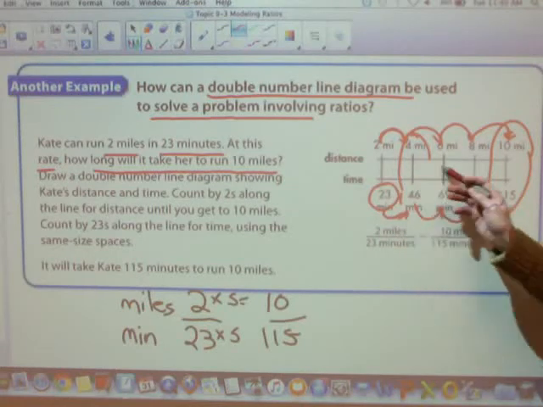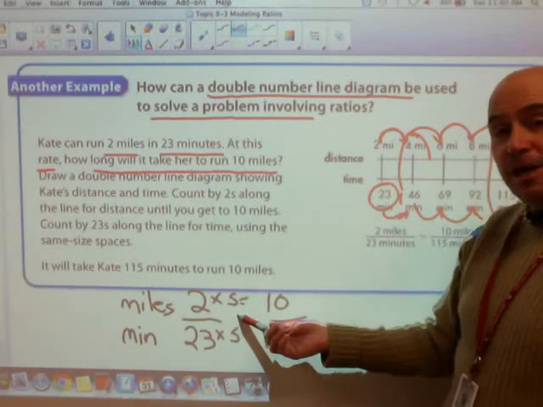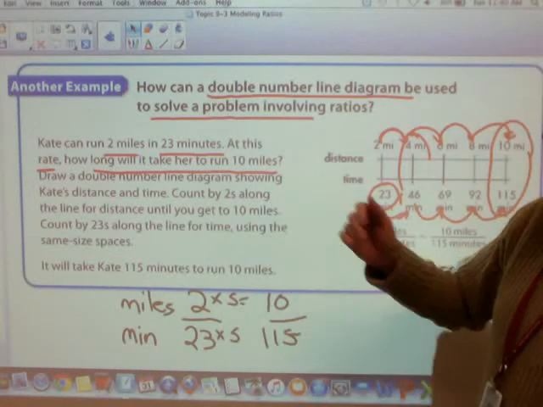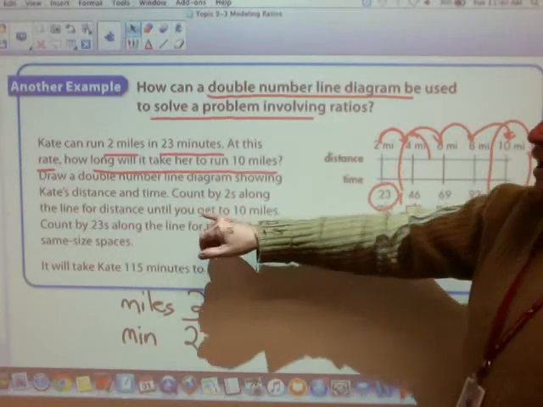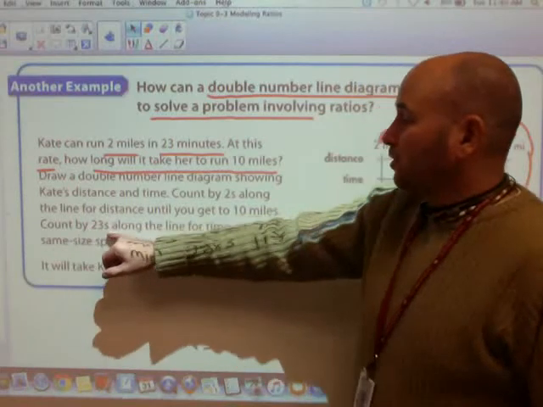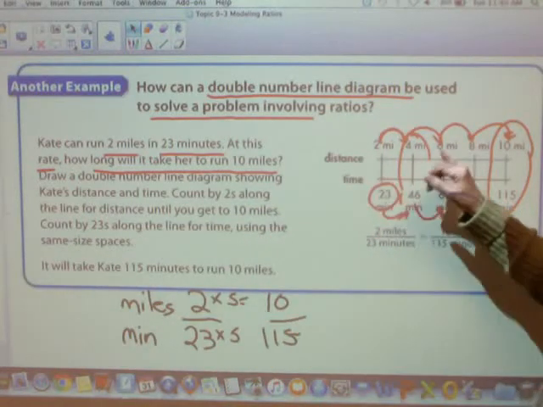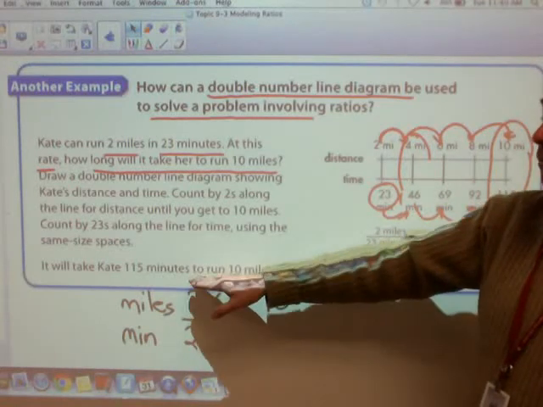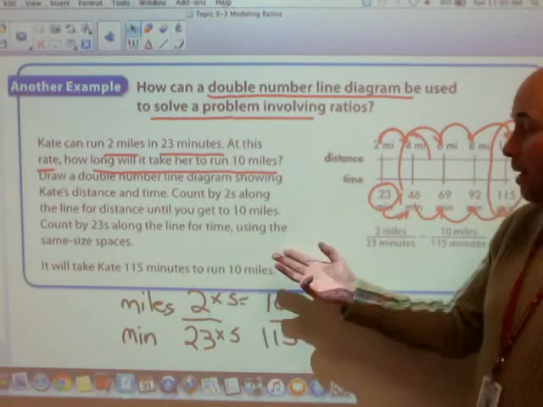So you can use a diagram, or you can do it like we learned yesterday. All right? There's 2 ways of answering and solving this problem. And as they said, you count by 2s along the line for distance until you get to 10 miles. Count by 23s along the line for time using the same size spaces, and that will be your model. And your answer, of course, it will take Kate 115 minutes to run 10 miles.